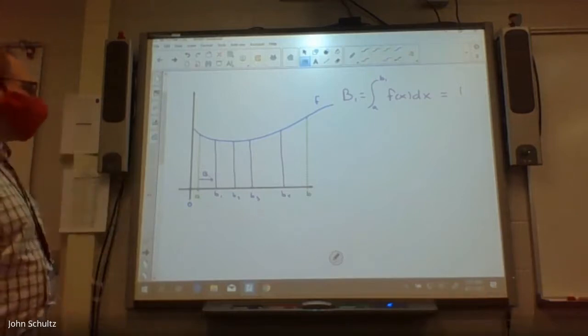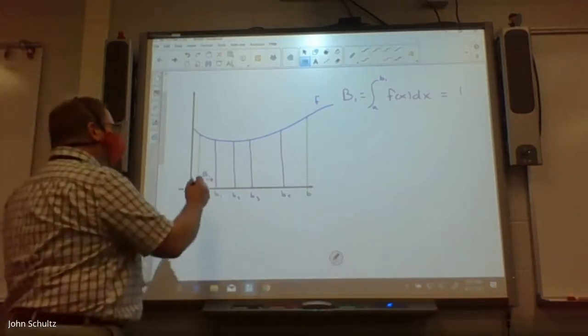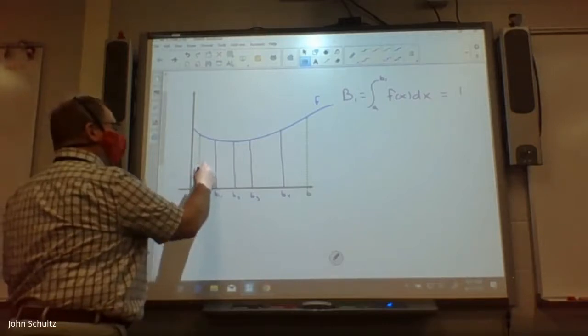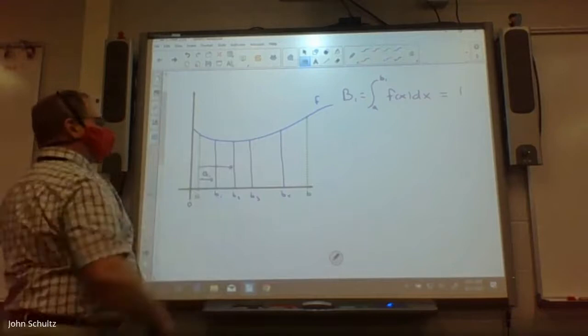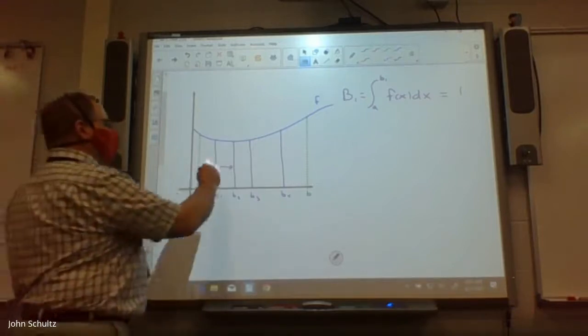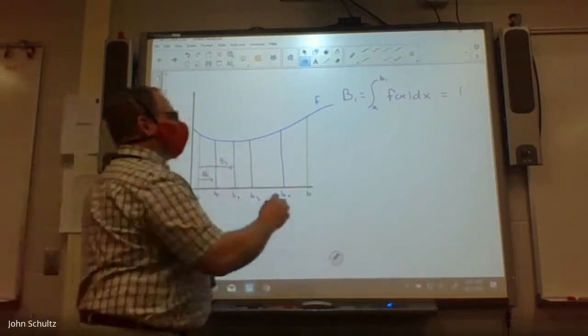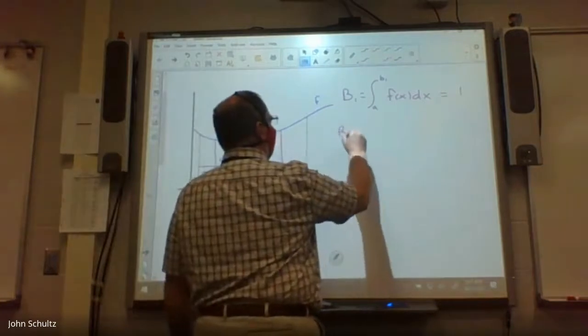Okay, so could I now go through, and I don't know at this point, how would I find the area from here to this one? So this region here, let's call that big B2. How would I find the area that is big B2?